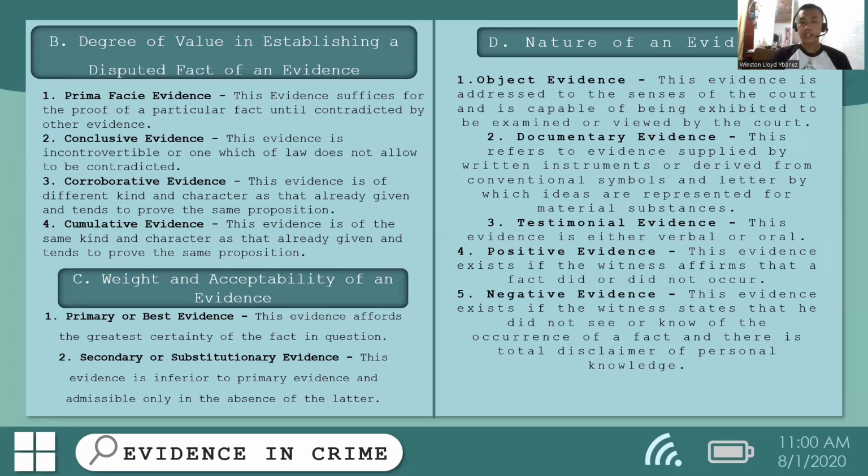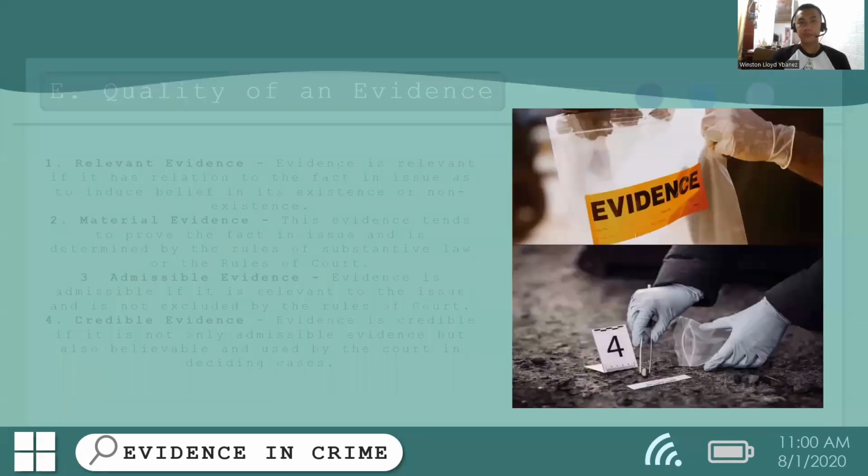Number four, positive evidence. This evidence exists if the witness affirms that a fact did or did not occur. Number five, negative evidence. This evidence exists if the witness states that he did not see or know of the occurrence of a fact and there is a total disclaimer of personal knowledge.